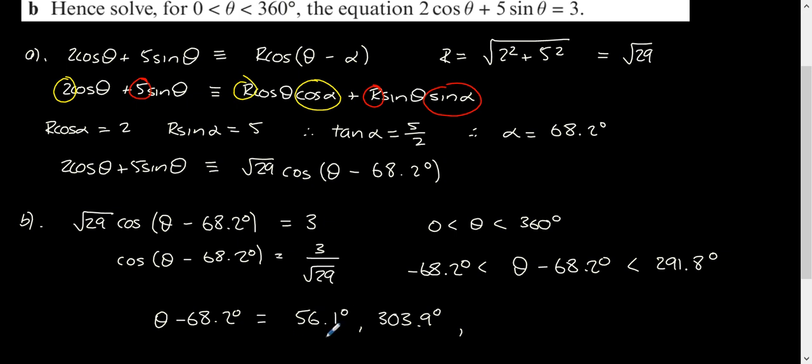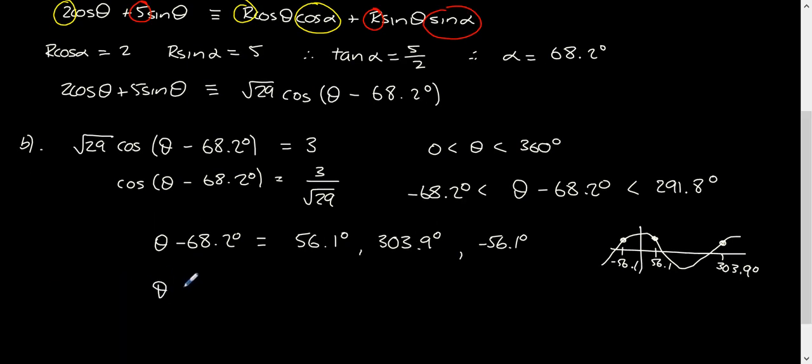This 56.1, if we think about our cosine graph, behaves like this. So here's my 56.1. There will be another solution here at minus 56.1 that I've got to be mindful of. So minus 56.1, because it falls into these new limits, minus 68.2 that I've applied due to our transformation. So we've actually got these 3 solutions here, and over here is our 303.9.